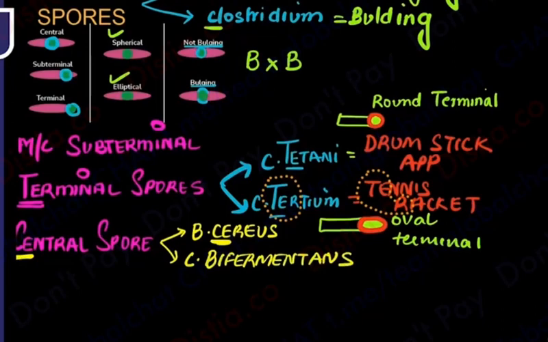Bifermentans, because that tells me if something is in the center, it will divide the bacteria into two parts. Bi: it has divided it into exactly two parts, which means it must be in the center. So repeating, all the spores are subterminal, but terminal is TE, tetani and tertium, central is CE, central, CE serious, and we have bifermentans. The spores are done?